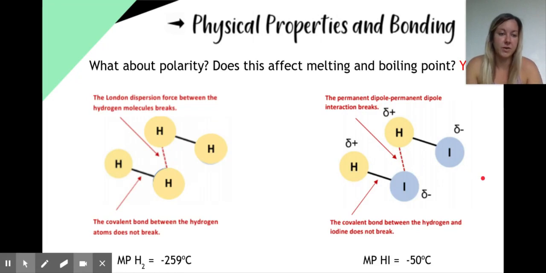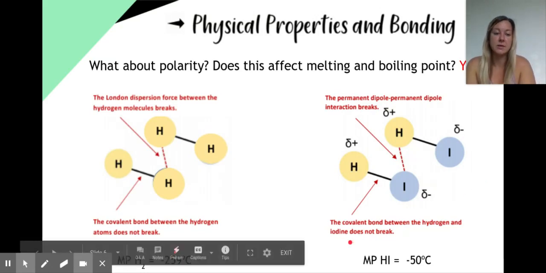It's -50. So it's much greater than the melting point of hydrogen on its own. And the only difference is that we've swapped one of the hydrogen atoms for an iodine, but look what difference that makes to the melting point. The fact is, and we already know this, that permanent dipole interactions are far stronger intermolecular forces than London dispersion forces, and that is highlighted by the difference in these boiling points here.